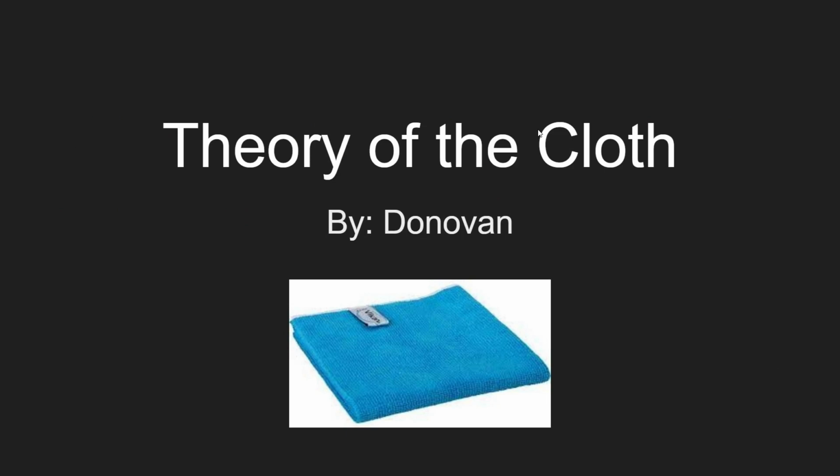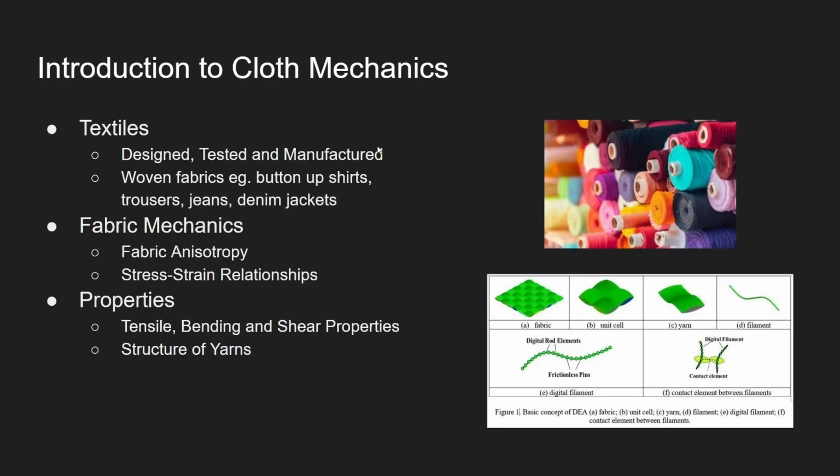And with that in mind, I'll start off with talking about the theory of the cloth. Starting off with an introduction to cloth and the baseline of it, which is called textiles. These textiles are designed and manufactured in factories to create woven fabrics, and these woven fabrics are then used to create our shirts and jeans, jackets that we are all wearing outside today.